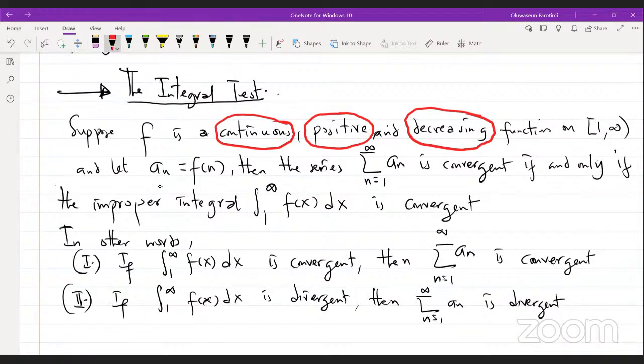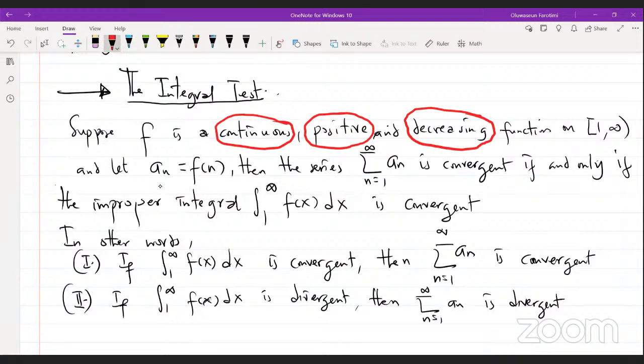Okay, so these are the 3 hypotheses of the integral test. The first hypothesis is that the function has to be continuous. The second hypothesis is that the function has to be positive. The third hypothesis is that the function has to be decreasing. If one of these 3 conditions fails, then you cannot use the integral test.